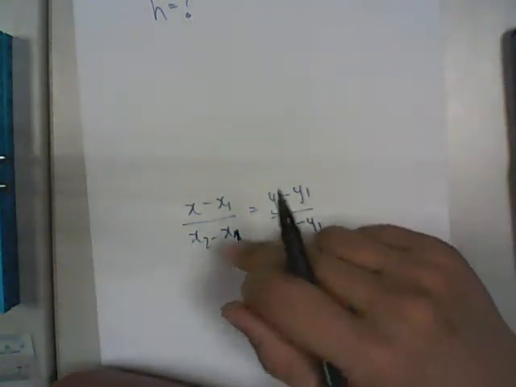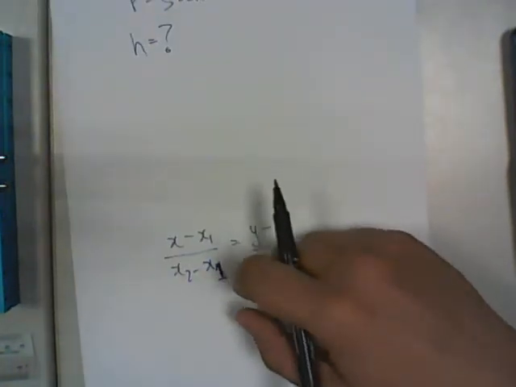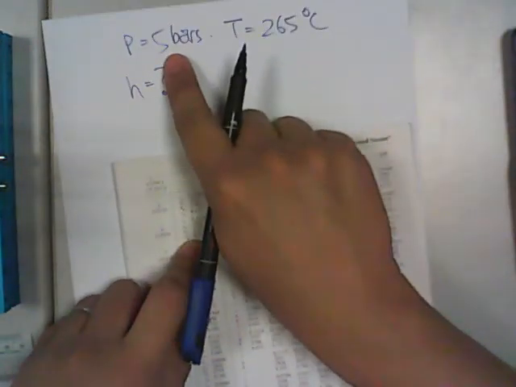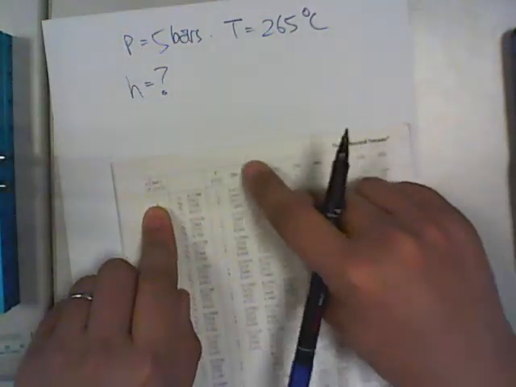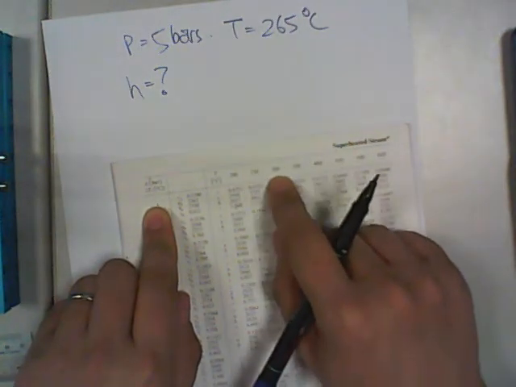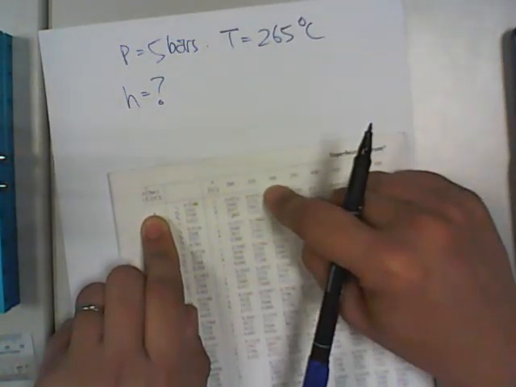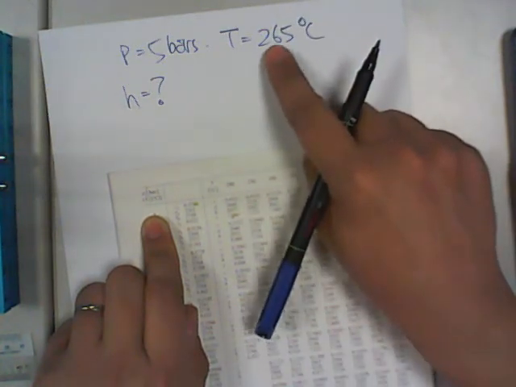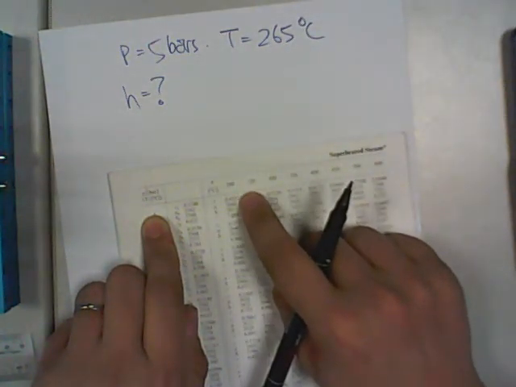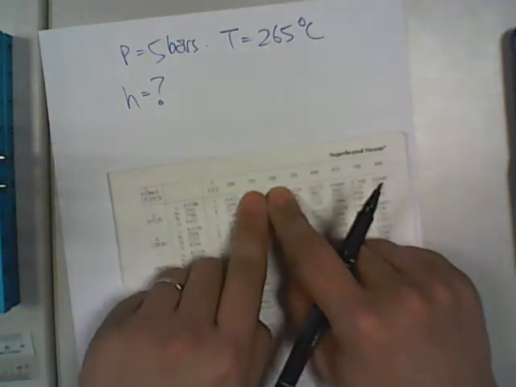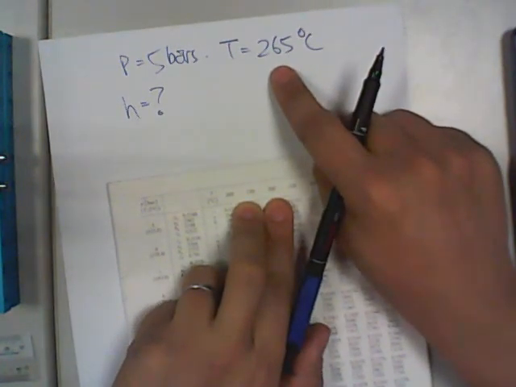How you should see this is: what you have will be your x. And what do I have? If you look at this question, 5 bar, 265 degrees Celsius, what is the enthalpy? You know that 5 bar is here, and 265 is between 250 and 300 degrees Celsius. So what you have is 265. So x is temperature, and it is between 250 and 300 degrees Celsius. So you are trying to interpolate between 250 and 300, where you are at 265.